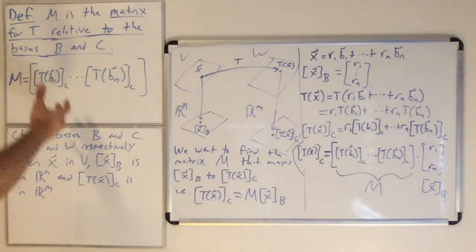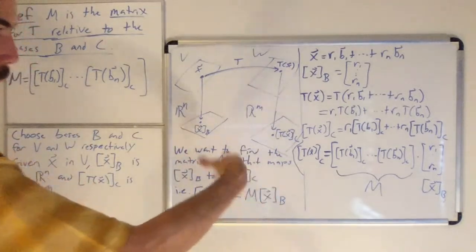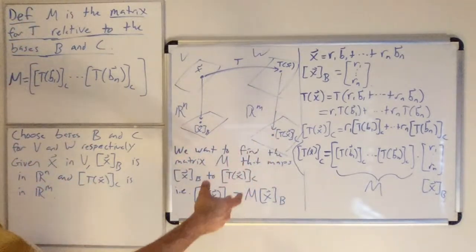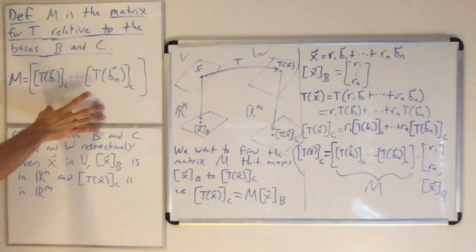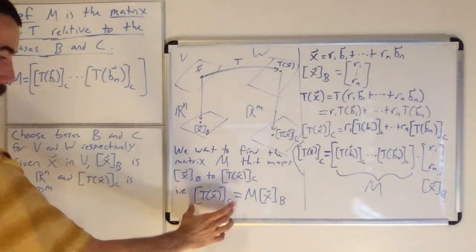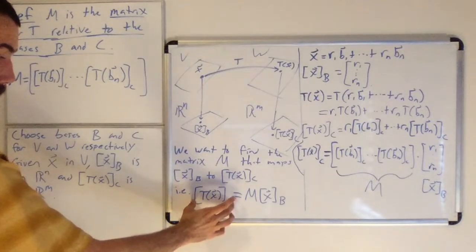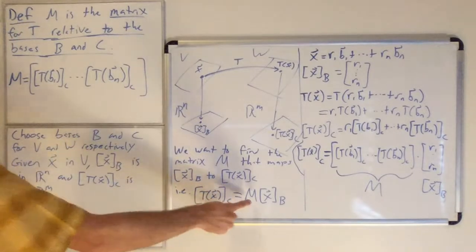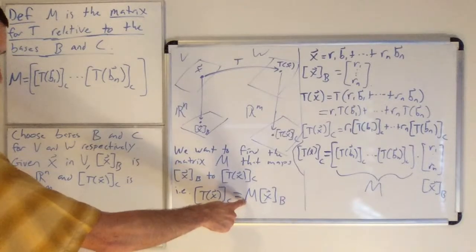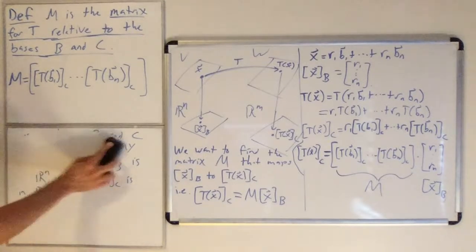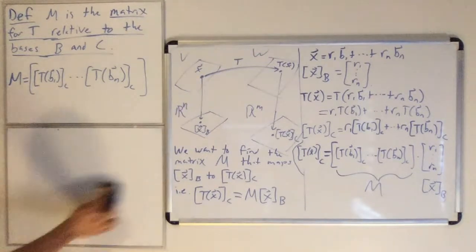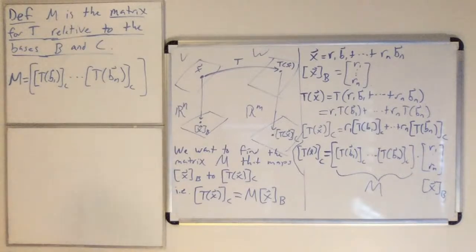Okay, so I know we did a lot of build up to this, but I kind of wanted to give you a sketch of why this is true. Basically what this is saying is, the way you get the C coordinate vector for T of X is you find this matrix M and multiply it to the B coordinates of X. Let's look at an example. But if there's any questions, please ask them in the comments.